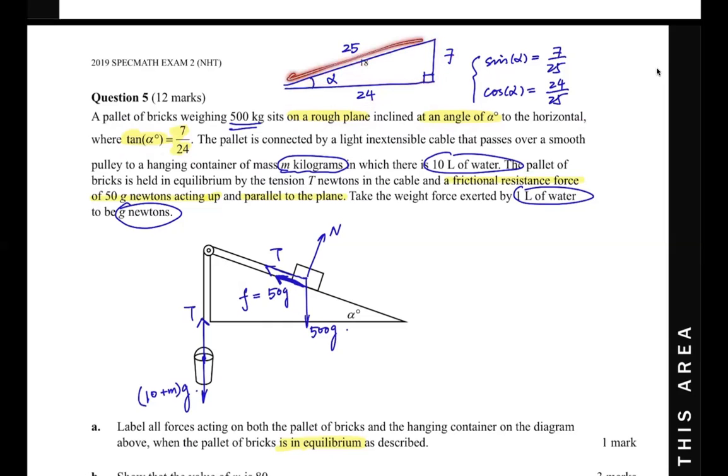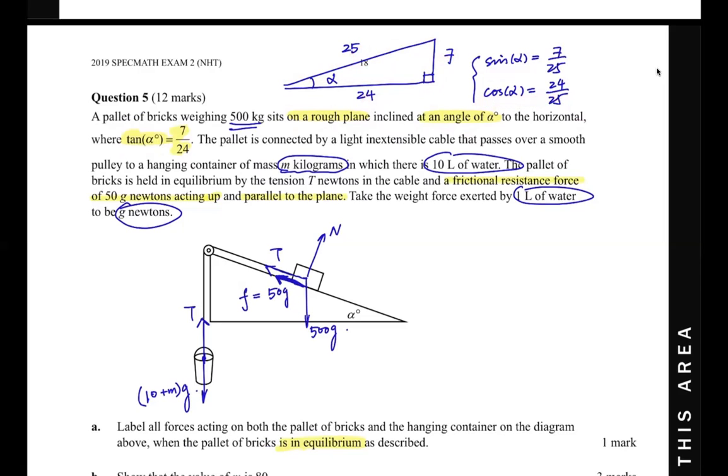And from this diagram, you should get sine alpha is 7 on 25 and cosine alpha is 24 on 25 from this diagram. Opposite over hypotenuse is your sine value, and adjacent over hypotenuse is your cosine value.